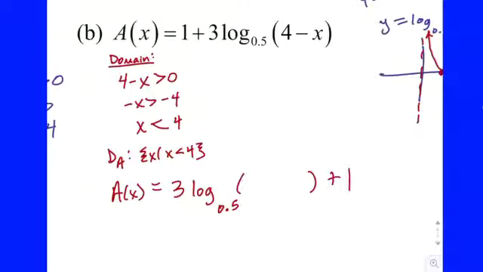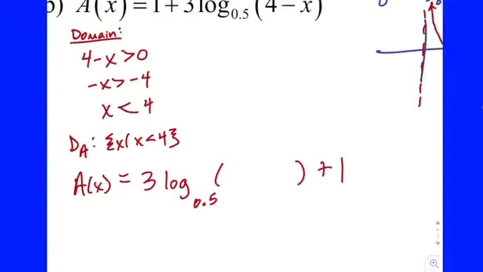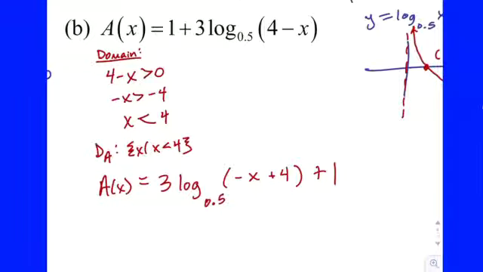Now, remember, all the fun for putting things in standard transformation form typically takes place inside the function. I got 4 minus x. First thing I need to do is put the x term first. That's negative x plus 4. So I just commuted the terms. The x was negative, the 4 is positive, and it still is. Is that then standard transformation form?